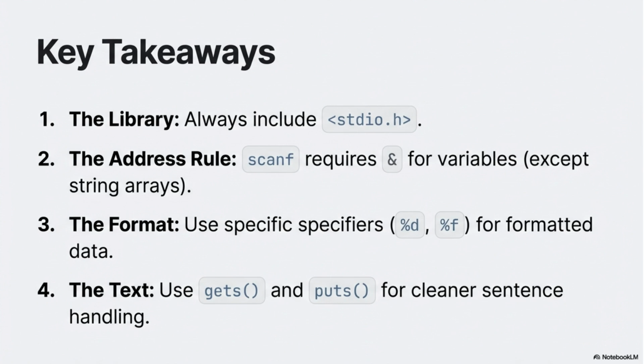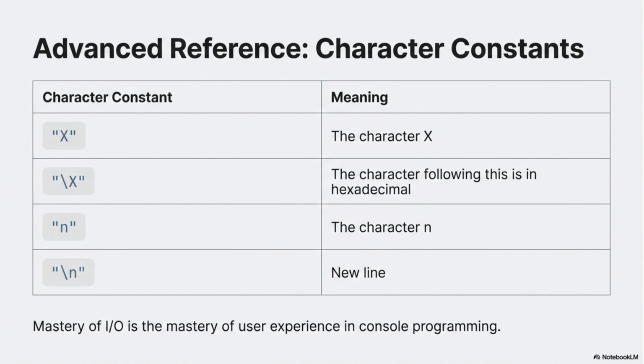The key takeaways are to always include <stdio.h>. Remember the address rule: scanf requires & for variables. Use specific format specifiers for data. Use gets and puts for cleaner sentence handling. For advanced reference, various character constants are used for specific formatting. Mastery of I/O is essential for providing a good user experience in console programming.